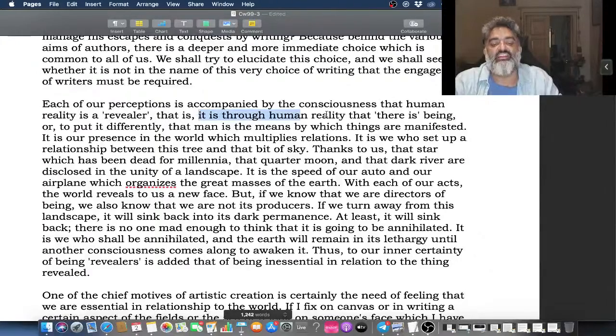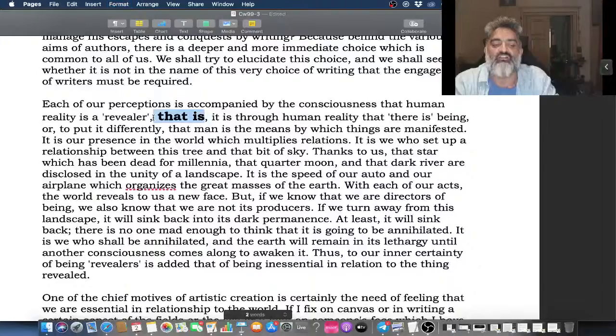That is, it is through human reality that there is being. Human reality is the revealer. Through human reality there is being. I don't know what it means, but can I match the words? Human reality causes being. Or to put it differently. So notice this, that is, he's explaining it over and over again. He's not stopping after one go.